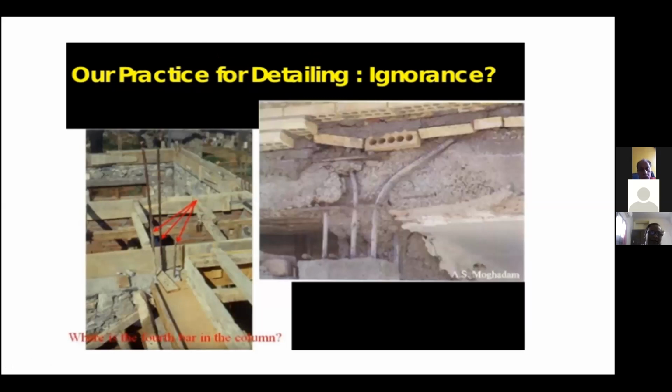Now bars are cut at different locations. The bars are bent. These are some of the errors in practice. So the bars are bent. The column bar should be vertical, but it is going to be inclined like this. And then there is improper concreting. So these are the ignorant practices they are adopting in the field.